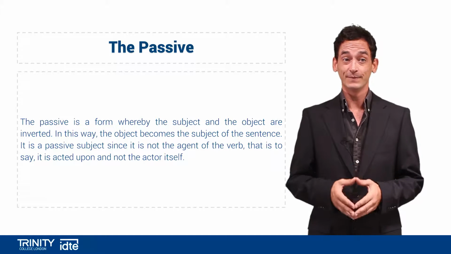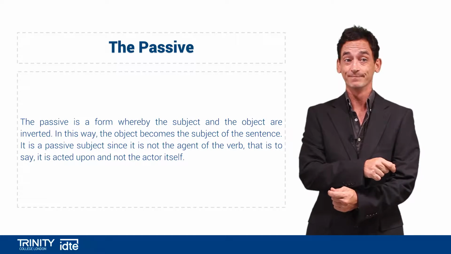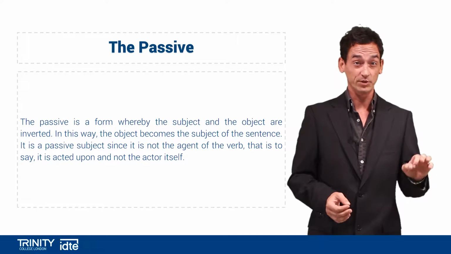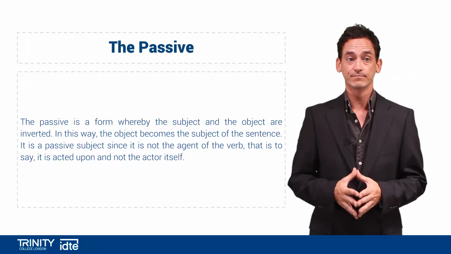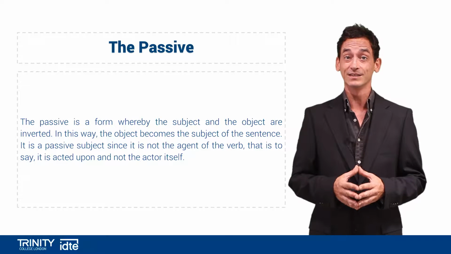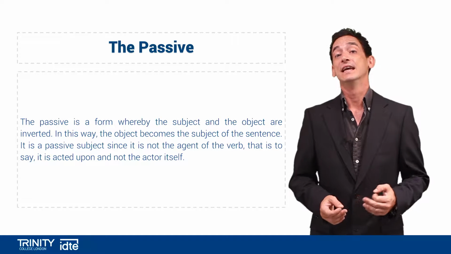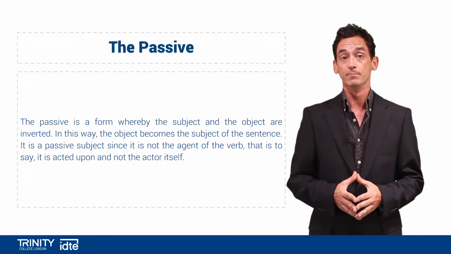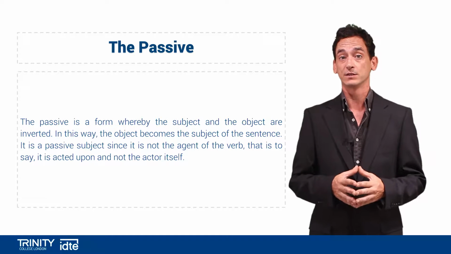The passive is a form whereby the subject and the object are inverted. In this way, the object becomes the subject of the sentence. It is a passive subject since it is not the agent. That is to say, it is acted upon rather than being the actor itself. So, how do we make the passive?